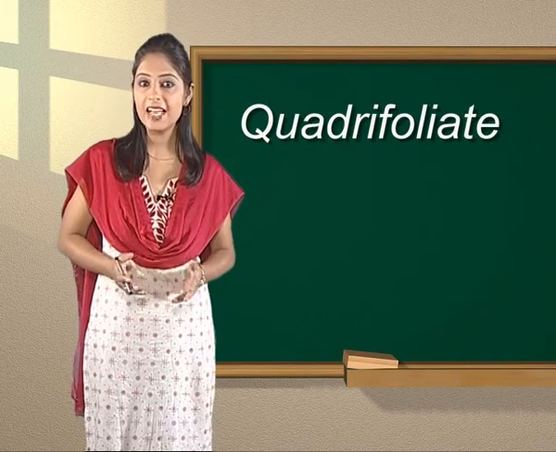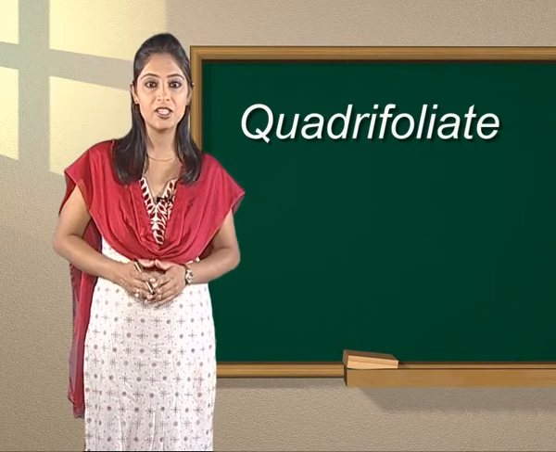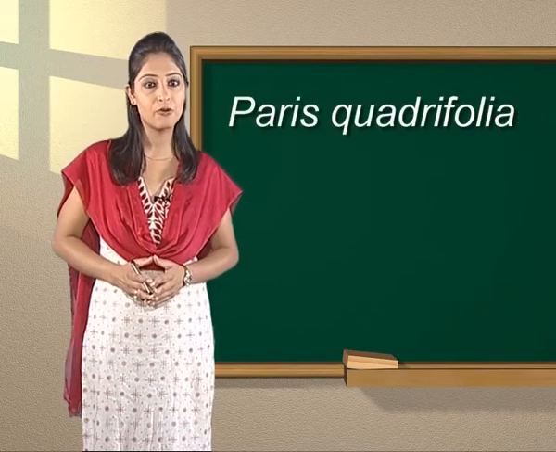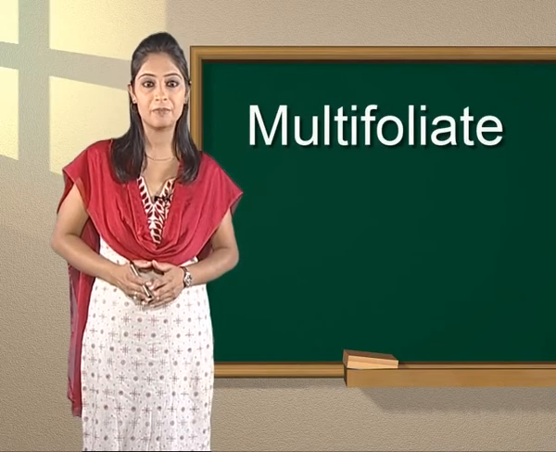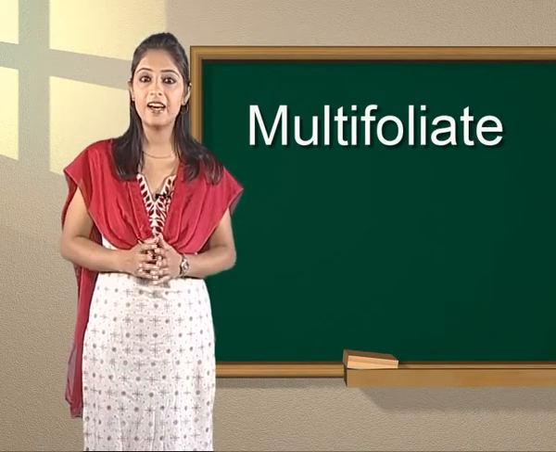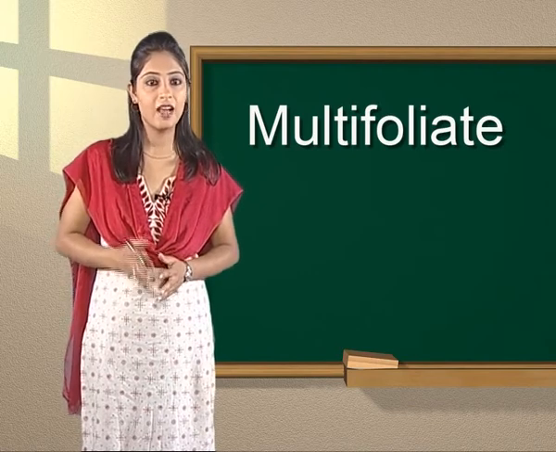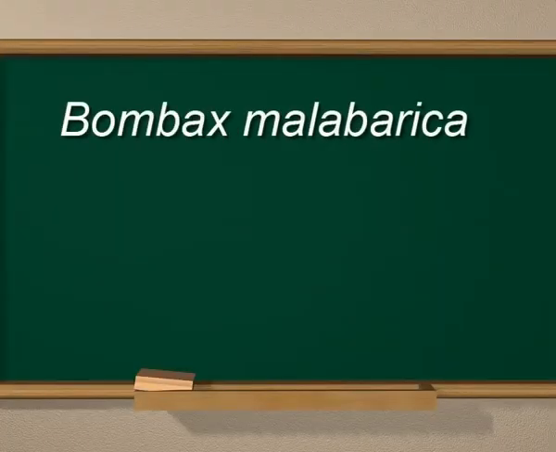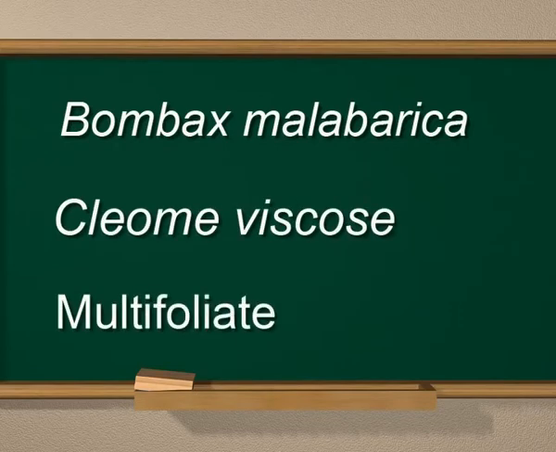Quadrifoliate. As the name indicates, this type has four leaflets attached to the tip of the petiole, as in Paris quadrifolia. The last type of palmate compound leaves is multifoliate type. The leaf having 5 or more terminal leaflets arranged as the fingers of a palm, as in plants like Bombax malabarica and Cleome viscosa, are said to be of multifoliate type.